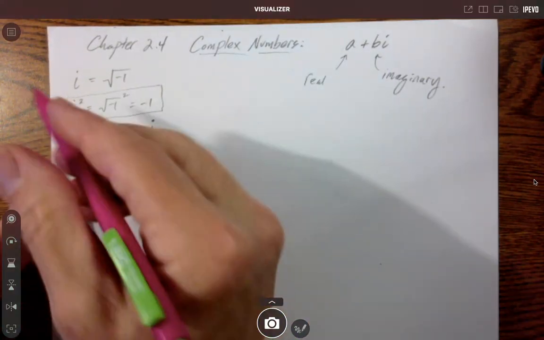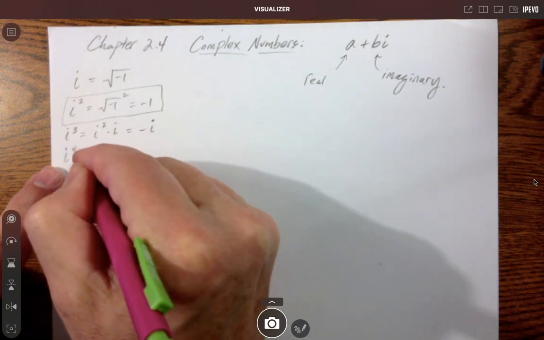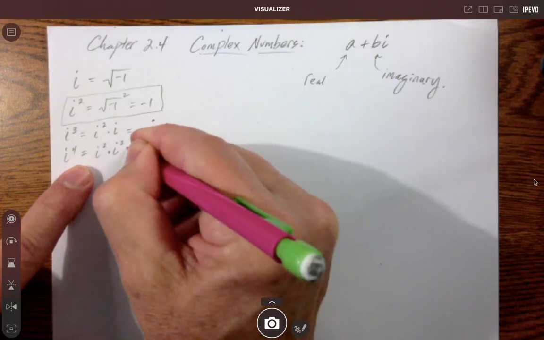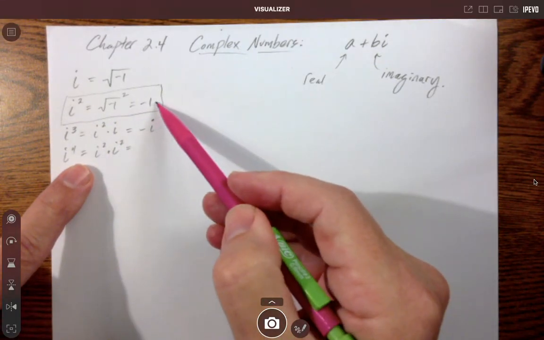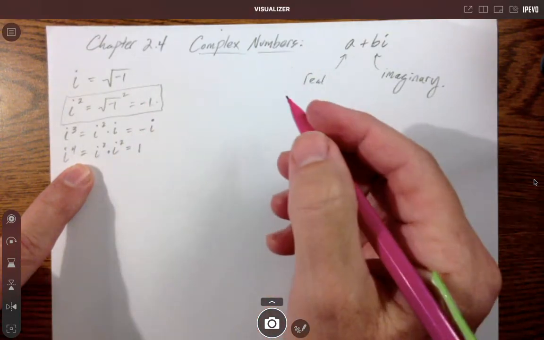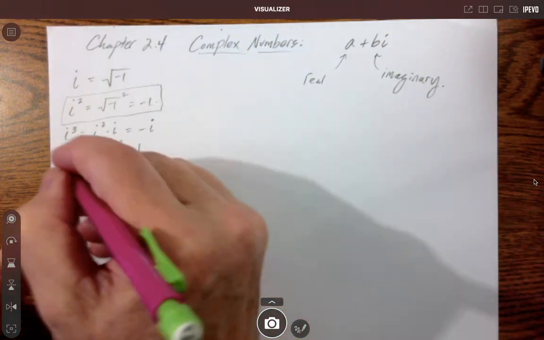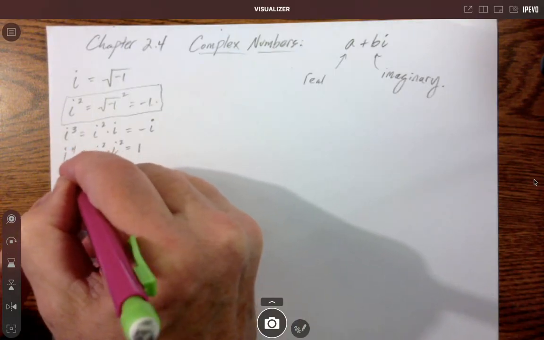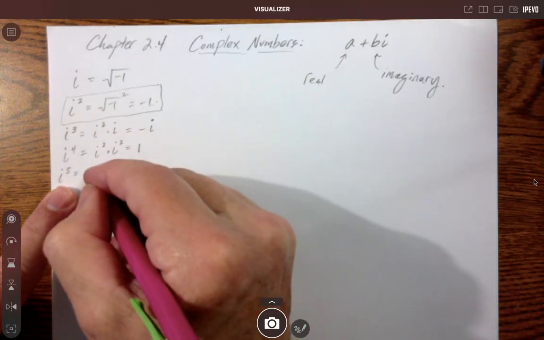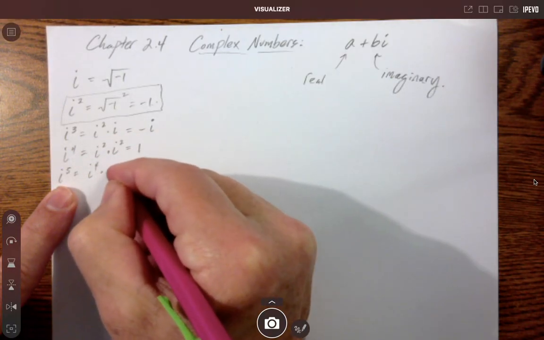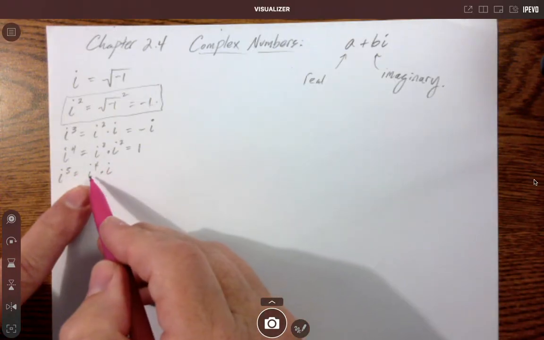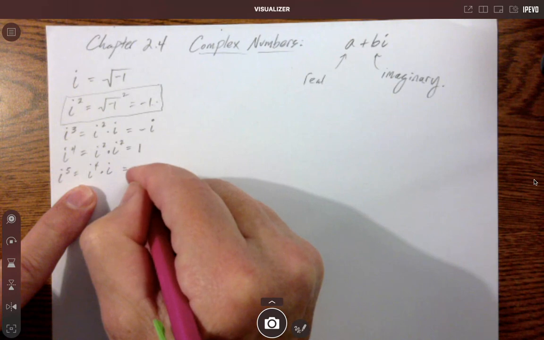All right, and then i to the fourth. I to the fourth can be broken up as i squared times i squared, which is -1 times -1, and -1 times -1 is just 1. Then if we go to i to the fifth, we can break that down into i to the fourth times i. We know that i to the fourth is 1, so that's just 1 times i, so it's just i.